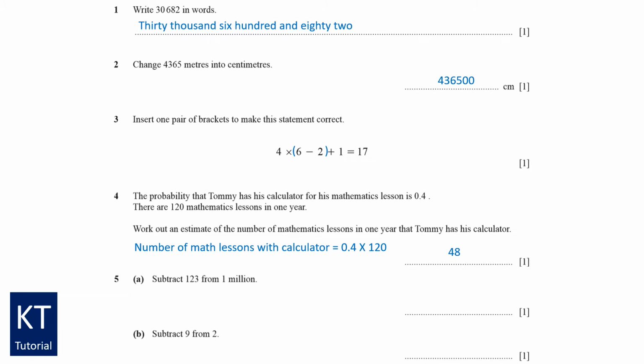Question 5a. Subtract 123 from 1 million. The math should lead us to 999,877. Next, subtract 9 from 2. This is 2 minus 9, providing the answer minus 7.